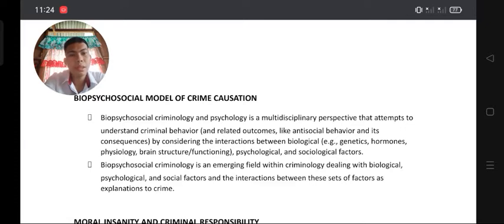It does so by considering the interaction between biological factors, genetics, hormones, physiology, brain structure and functioning, and psychological and sociological factors. Biosocial criminology is an emerging field within criminology dealing with biological, psychological and social factors, and the interaction between these sets of factors as explanations for crime.